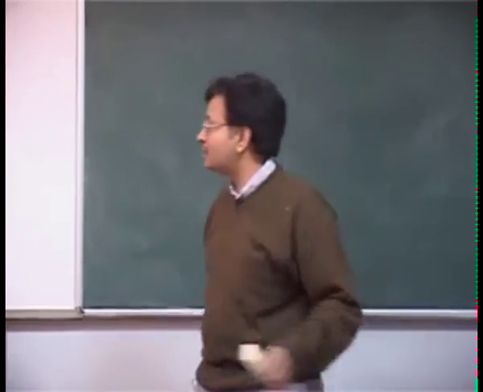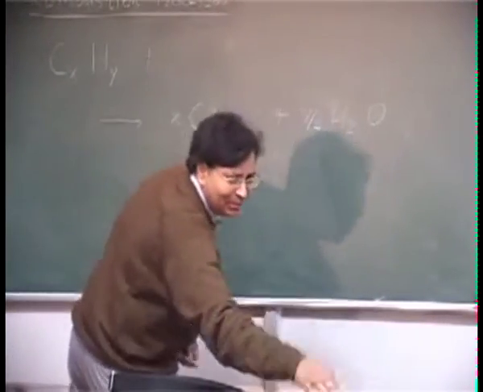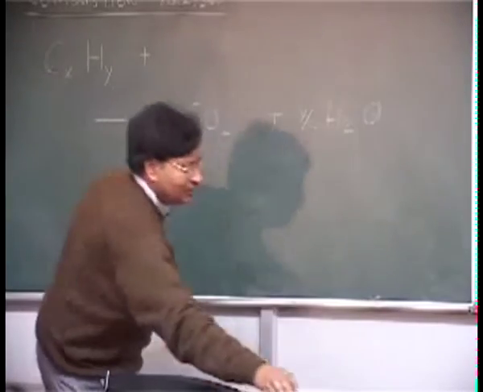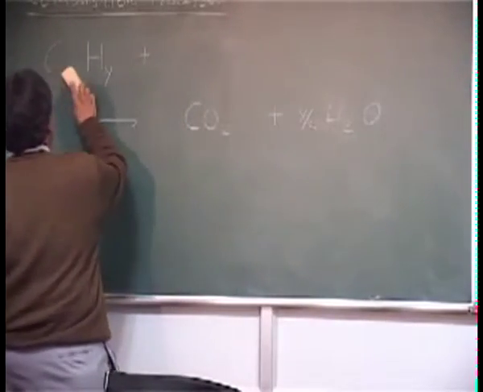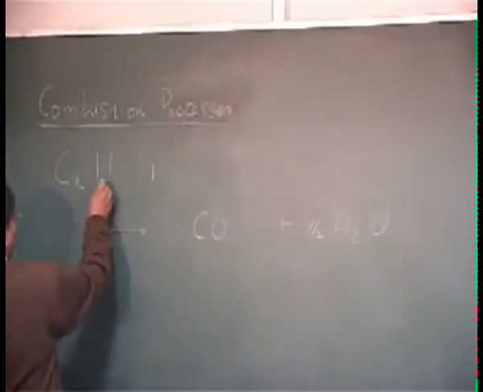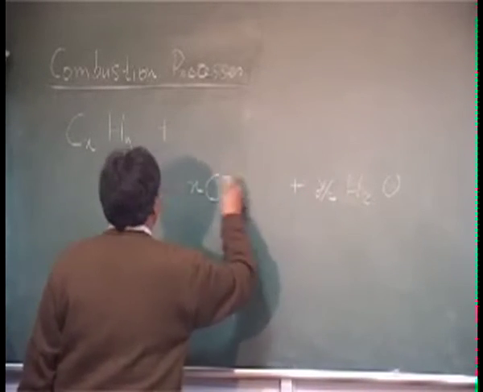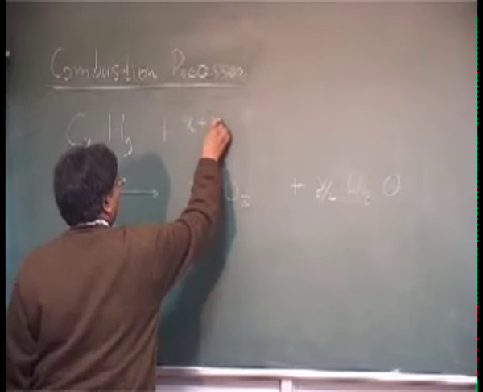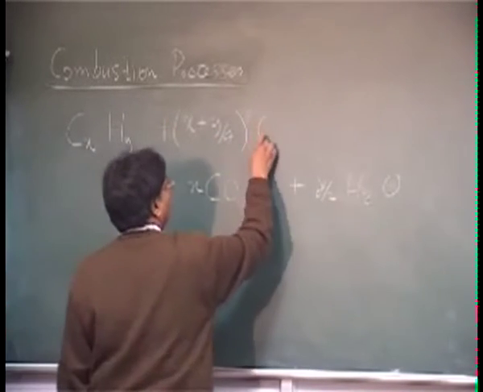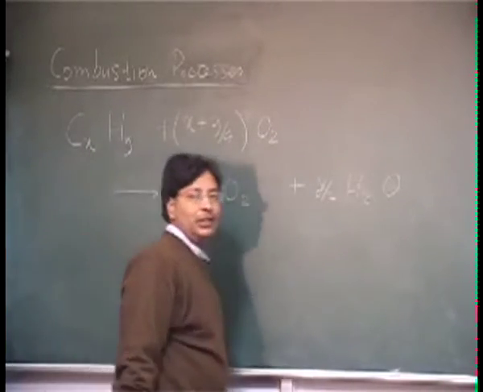Okay, let's make it simple, but it can make things interesting and you can remember them. Let's make it small x, because that will be much easier to write. x CO2, x plus y by 4, as somebody said, oxygen. Okay, but this is not the complete thing.